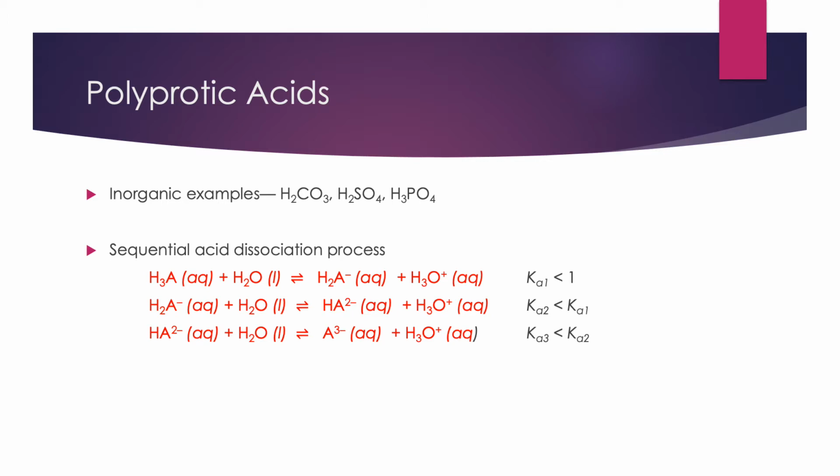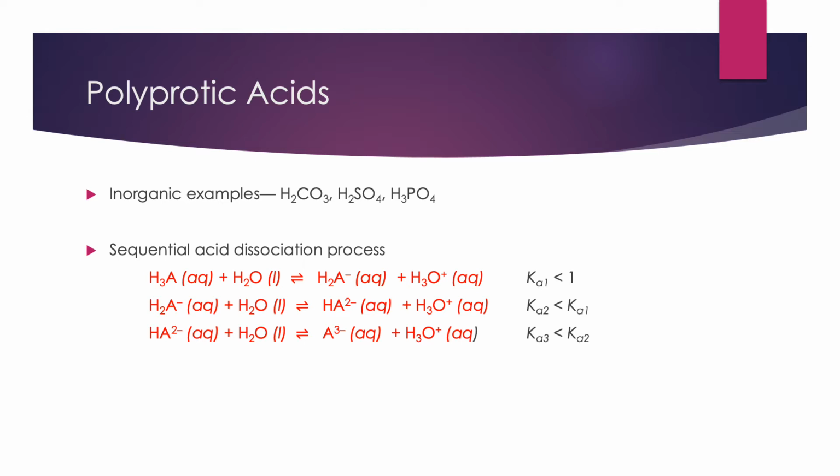Now, if we have a triprotic acid, and phosphoric acid is not the only one, but it is certainly the one that we see most often in chemistry classes, we're going to have 3 different acid dissociation processes. So you can imagine the original triprotic acid, H3A, dissociating to form H2A- and hydronium ion, and that's going to have a particular Ka value, and we're going to call that Ka1. It's the first proton to dissociate from the acid, and because it's a weak acid, it'll be less than 1.